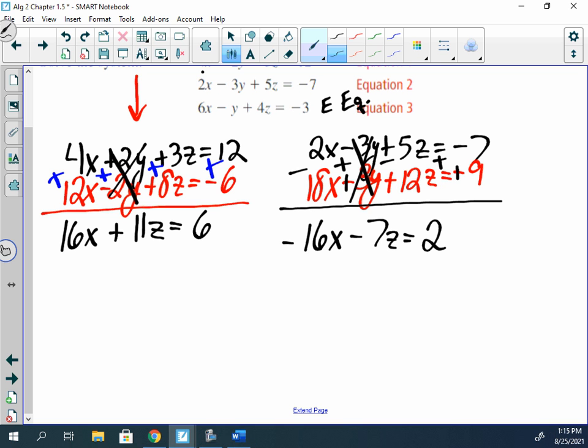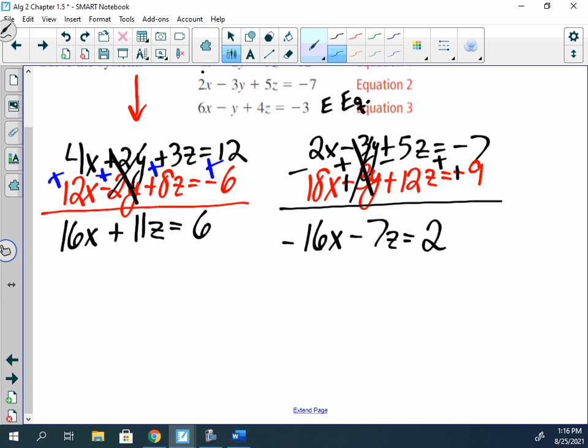So we don't really have any like terms at this point because we do have two separate equations. So we've gone from 3 equations with 3 variables to 2 equations with 2 variables. So we've taken one out. Yes? So any questions before we move on to the next step? Well, not yet, because we've done steps 1, 2, and 3. Now we're on to step 4.